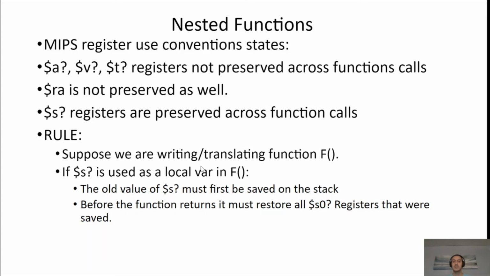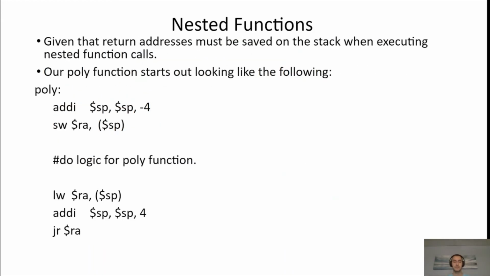Suppose we are translating a function. If S is used as a local variable in F, what can we do? Imagine in your function, for example the poly function that we talked about here, you need to use the S register, but since we saw the convention, you should not change the S values. So what is your option? What should you do?